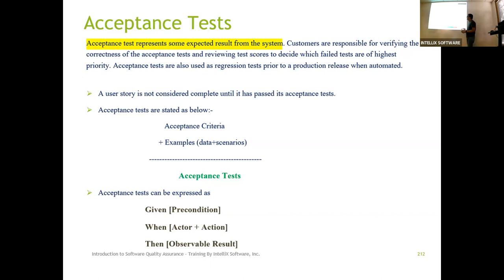Now, a story is not considered complete until it has passed its acceptance test. So let's say you have a requirement for a loan calculator: as a dealer, I want to utilize the loan calculator so that I can get a monthly payment, right? How many acceptance tests are you going to create?